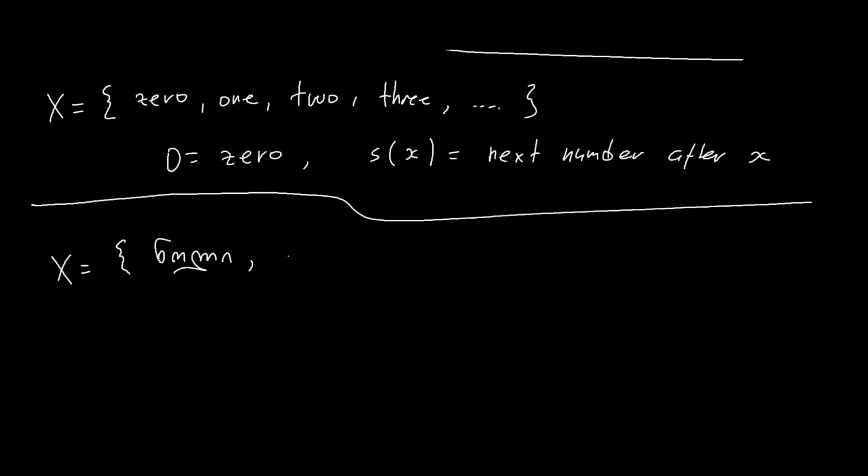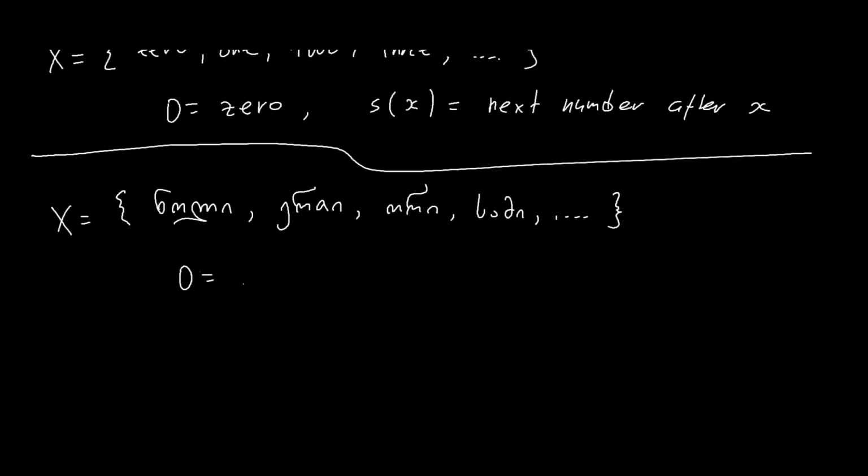Let's say I'm writing in Georgian. Noli, Erti, Ori, Sami, and so on. And so Noli is the Georgian word for 0, sometimes it's also called Nuli. And the S of a number is the Georgian name for the next number after X.